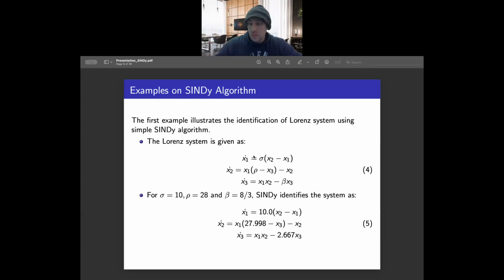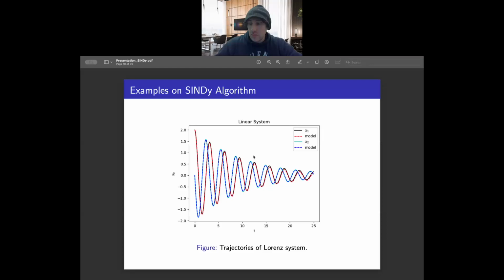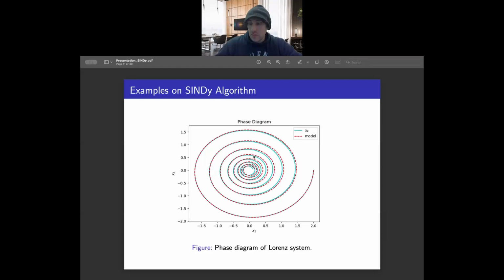After that I have a few figures representing these x1s and x2s, which are the trajectories for that Lorentz system. What you can see is that our algorithm was able to capture the dynamics perfectly, and it's the same for the phase diagram. In this case, you can see that xk is capturing the model, but not exactly.